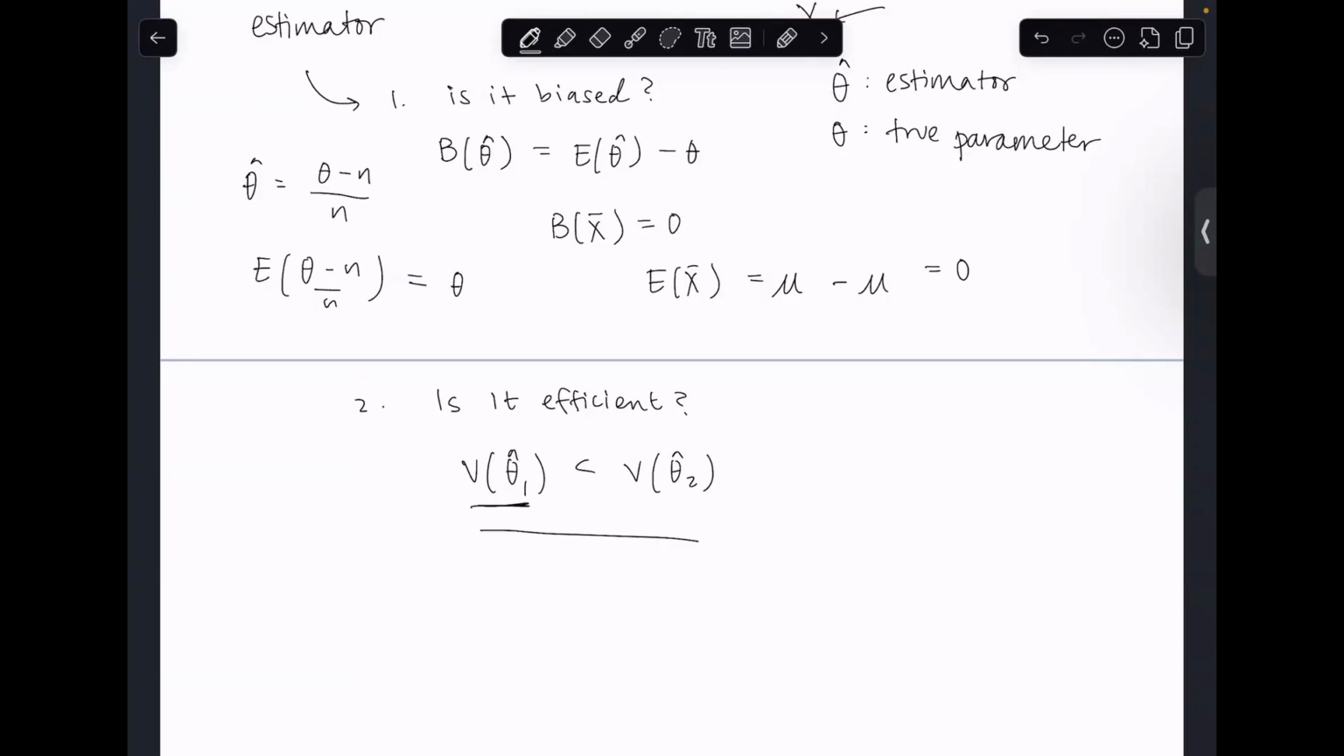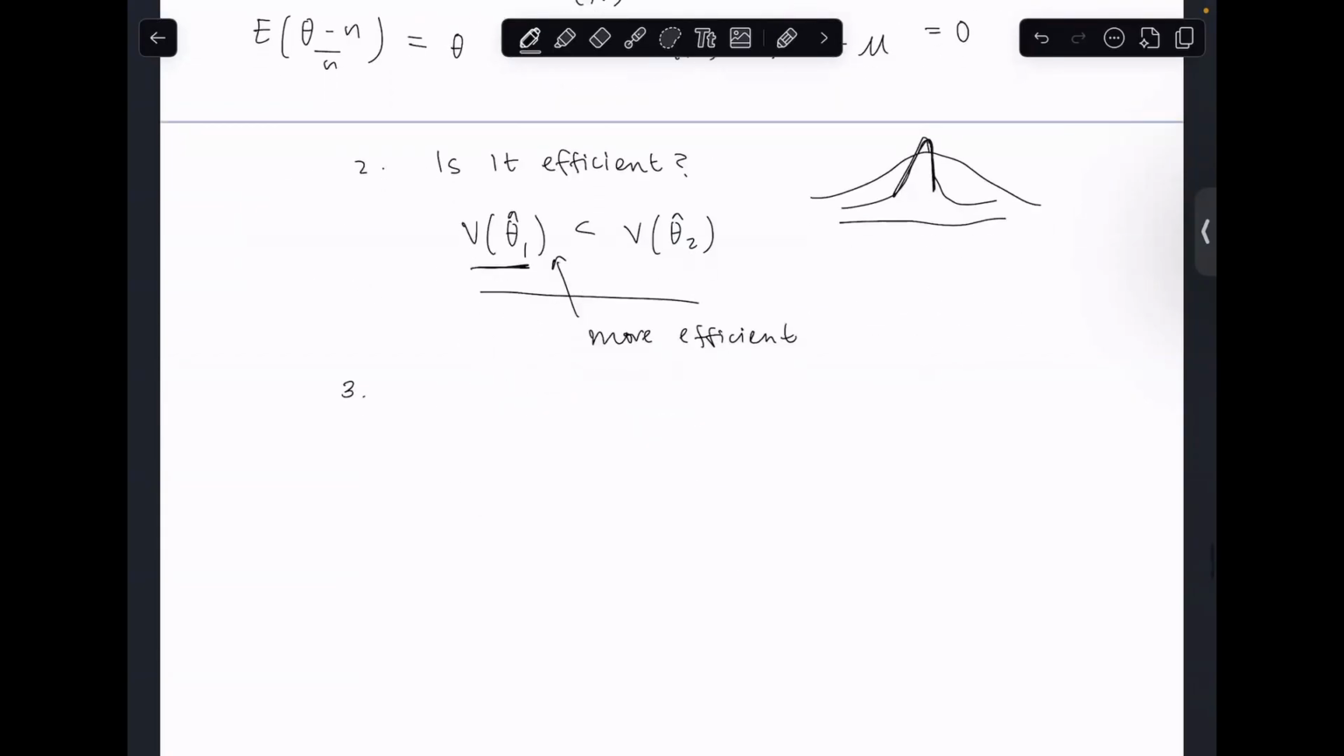The spread of the data is less. That means each observation is closer to the true mean more of the time, right? I could have a variance that looks like this or a variance that looks like this, and I want the one with the lower variance. So this is more efficient. That's efficiency. If we are coming up with some estimator to find some true population value, we probably want a good, efficient estimator. And then the third thing we can ask is: is it consistent?